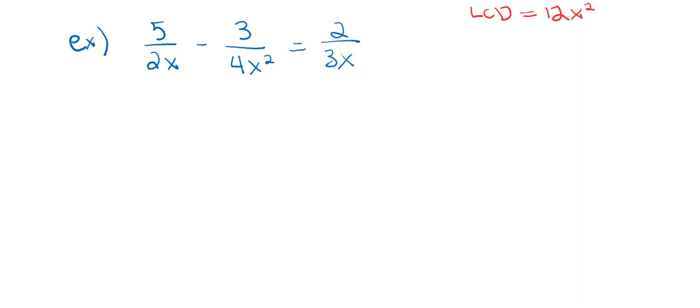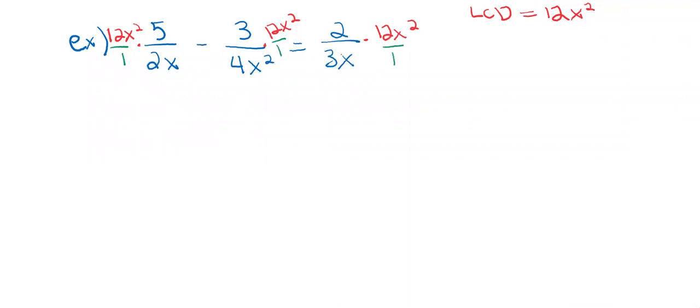So I'm going to multiply each term by 12x squared. And I'll do this regardless of whether or not each term has a fraction. We're going to always multiply each term by the LCD. Now, the whole purpose of this is to cancel fractions. So I'm thinking of this as 12x squared over 1. And my goal is to cross-cancel the 2x with the 12x squared.